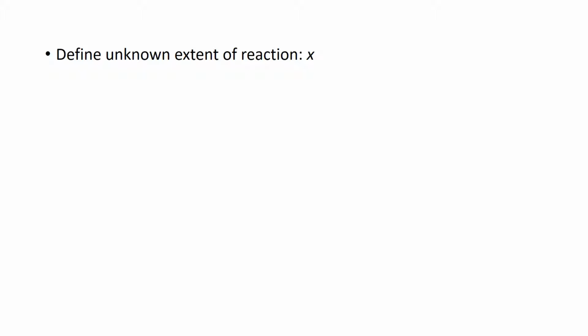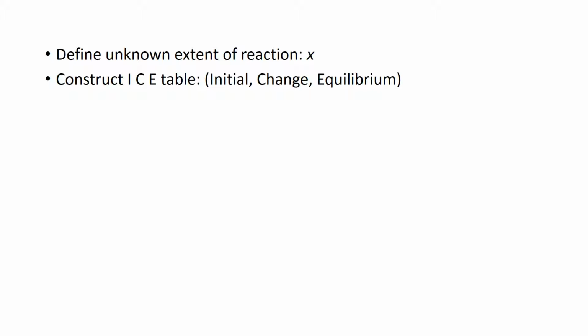To do this, first I define an unknown extent of reaction X. That is, X represents to what extent in moles per liter the reaction moves forward. And we're going to construct a table, an ICE table. This table is a convenient means for showing what happens during a reaction. I stands for initial, C stands for change, and E stands for equilibrium. Across the top, I'm going to have labels representing the reactants and products in the reaction, bromine, chlorine, and BrCl.